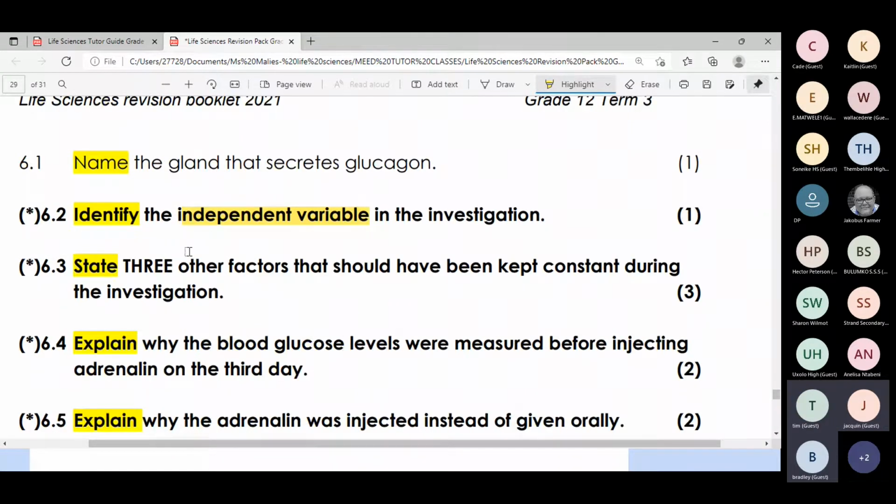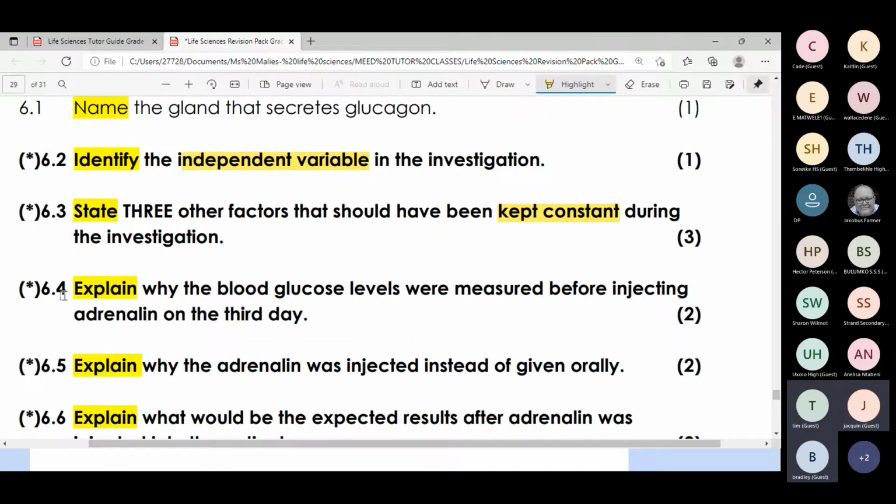6.3, state 3 factors that should be kept constant. I hope you are taking note, grade 12s, during this investigation. 6.4, explain why the blood glucose levels were measured before injecting adrenaline on the third day.